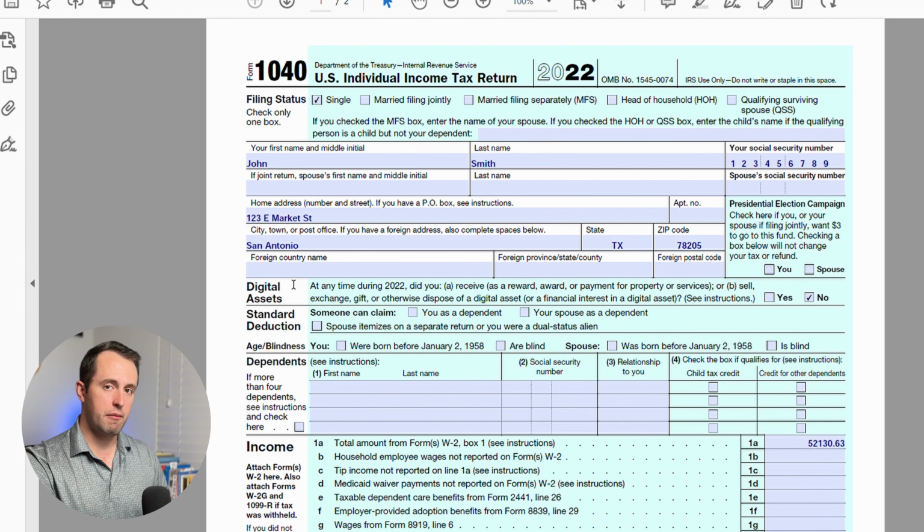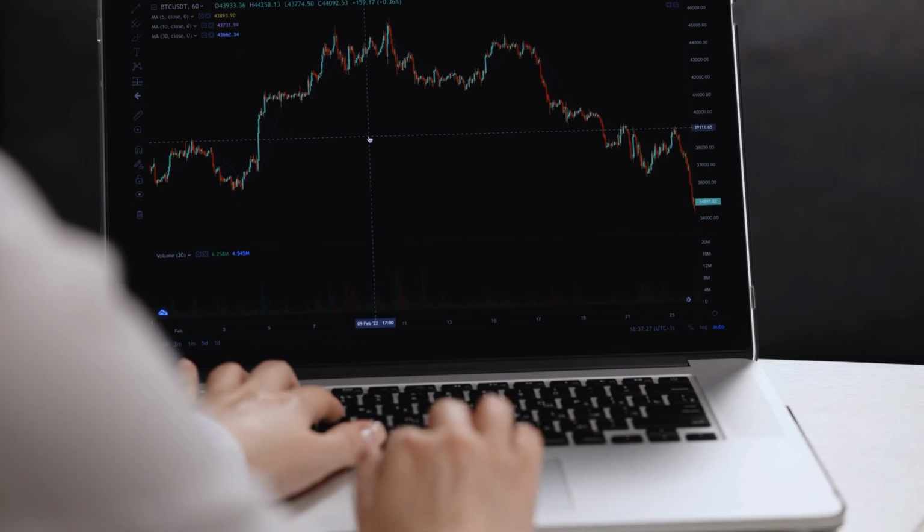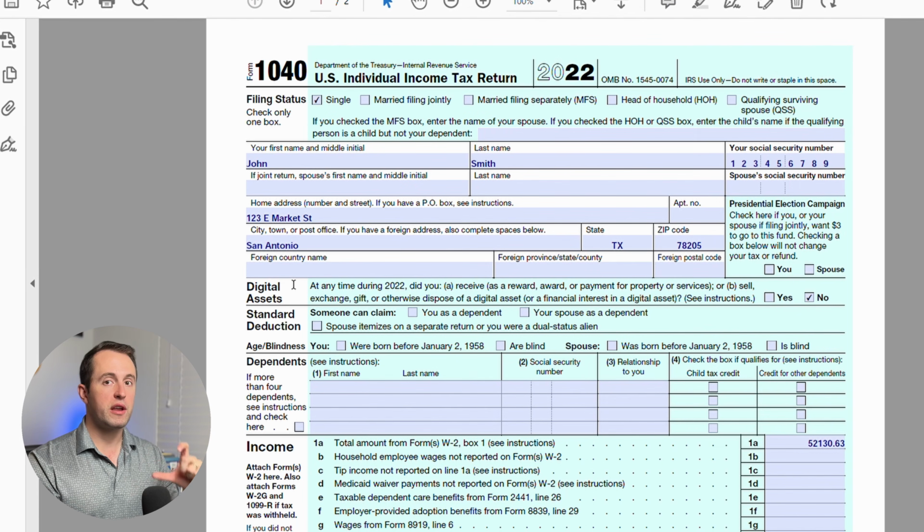This is a change that came about a couple years ago, and this is basically dealing with cryptocurrency. Did you sell any sort of crypto transactions? Did you have any sort of NFTs that you dealt with in the previous tax year? For this situation, we're going to select no.